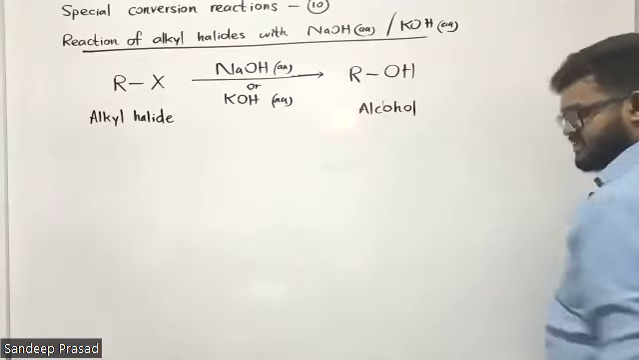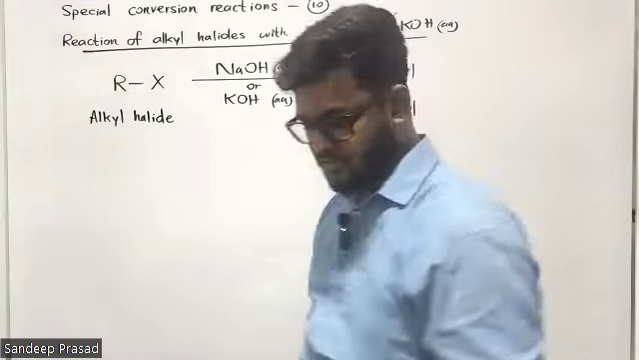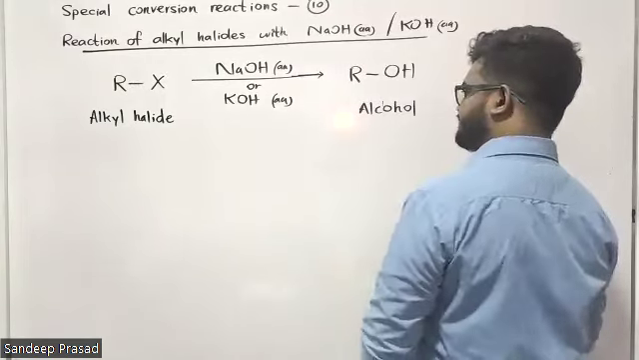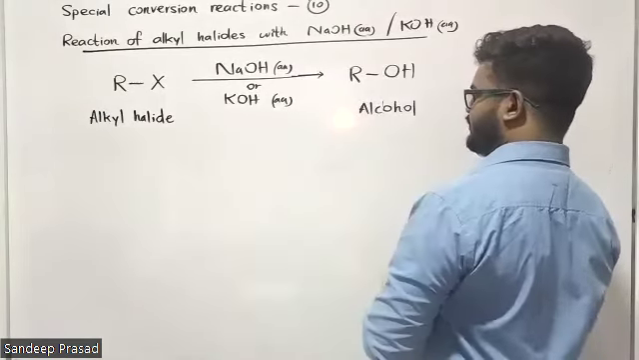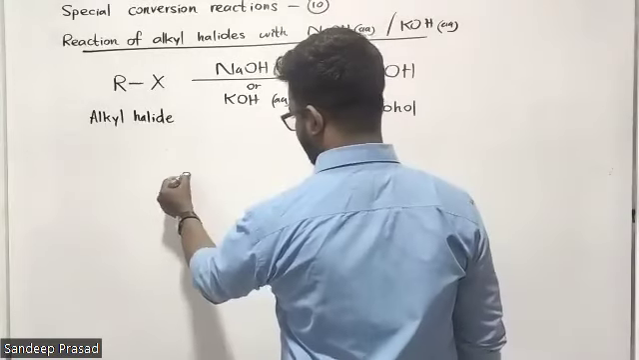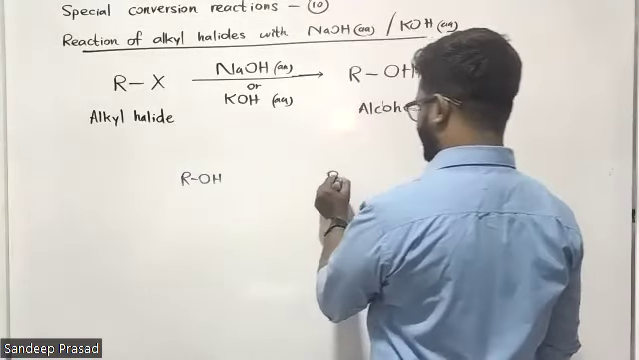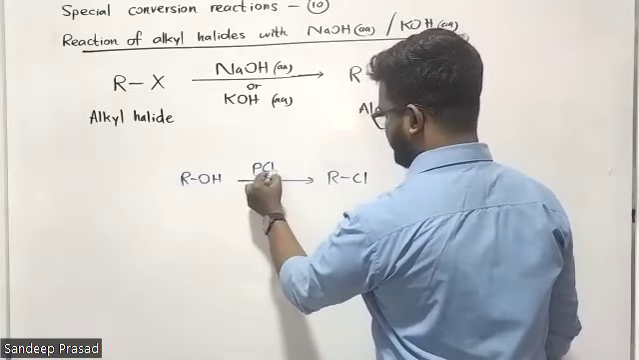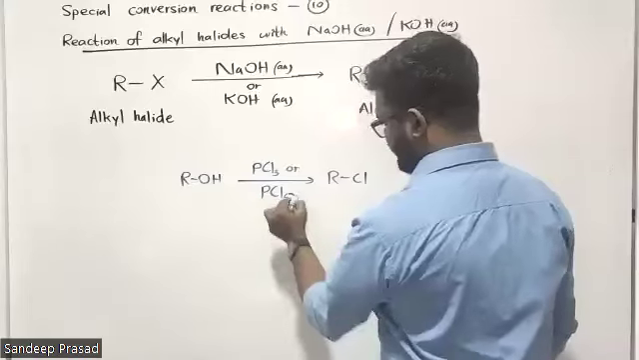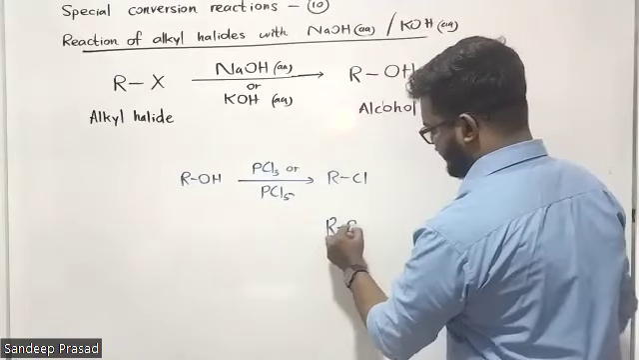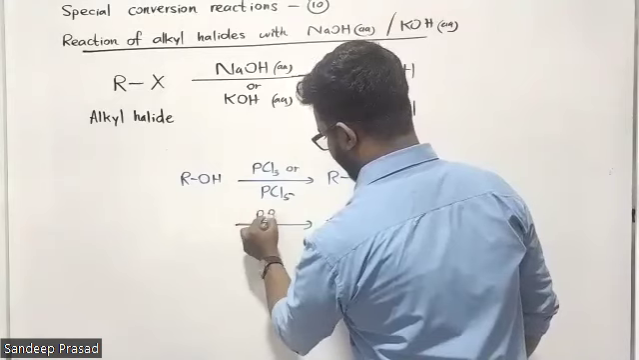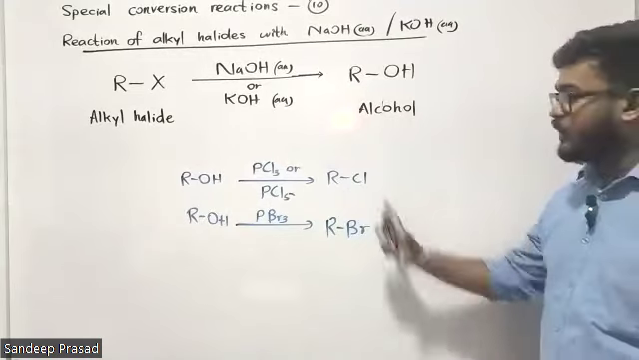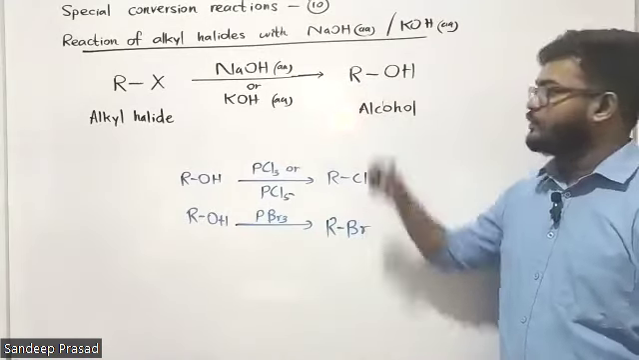Can you remember we discussed the opposite, the reverse? The reverse can be done easily. How do you convert ROH into alkyl halide? Just imagine we have ROH and RCl, alkyl halide. What we have to do? We can add PCl3 or PCl5. If it is RBr, we can add PBr3. Then easily you can convert this one. Now we are learning the opposite: how we can convert alkyl halide into alcohol.